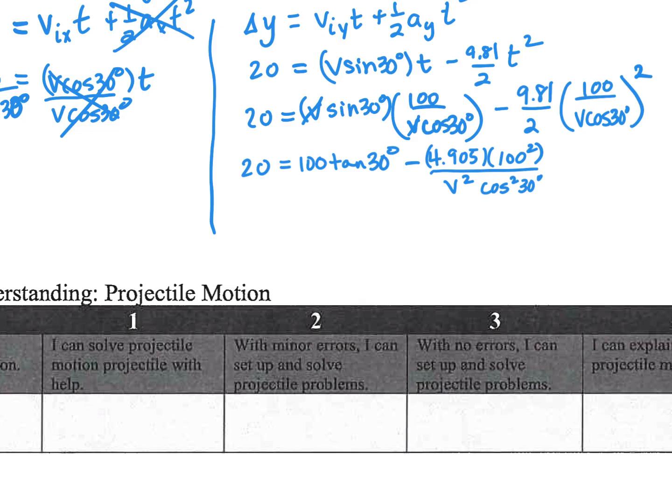I got to get V by itself, don't I? So do I have anything on the side with V that doesn't have a V in it? Yeah, 100 tangent 30, right? So I can subtract that over. 20 minus 100 tangent 30 degrees equals negative whatever this is. 100 squared times 4.905. I think it's going to end up being like 49.05. Was that right? 49.05? No, I might have it wrong. Because 100 squared, that's 4 zeros. So that'd be 4 decimal places, wouldn't it? Okay.